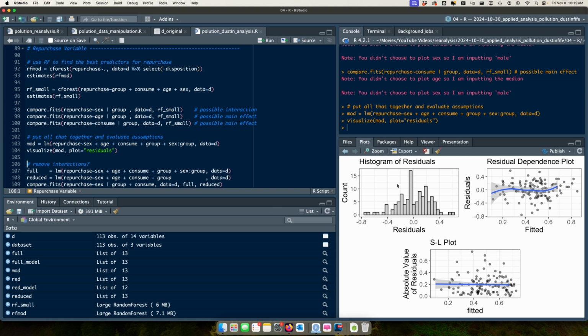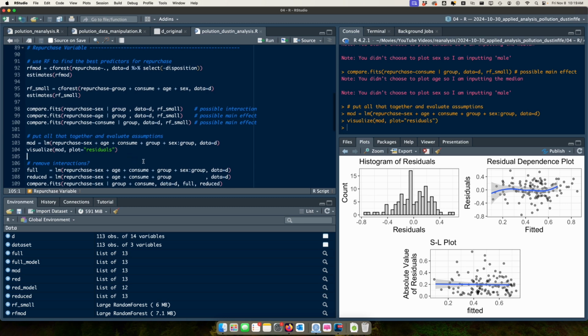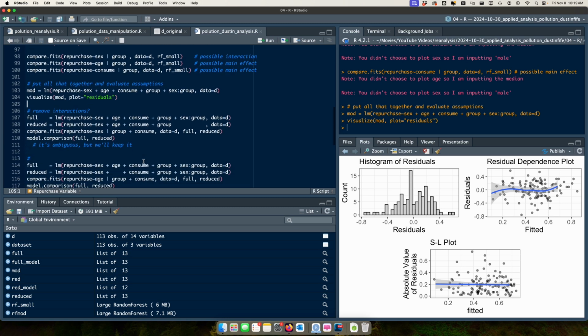And we find a fairly symmetric normal distribution of the residuals, a little bit platykurtic. That's a fun word to say, platykurtic, which means it's more spread out than a normal distribution would look. Residual dependence plot, there's a little bit of bendiness, but not much. And then the S-L plot looks like we have met the assumption of homoscedasticity pretty well. So I think it's okay to continue with model building with linear models.